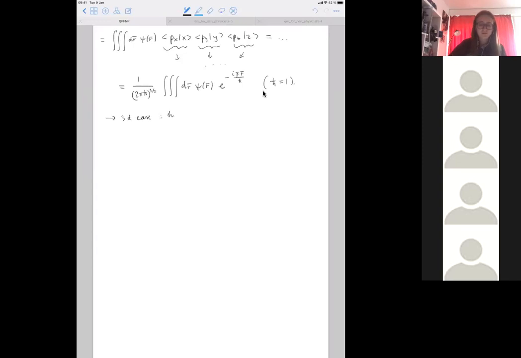So how do Px, Py, Pz act on psi of r? They're actually just the corresponding partial derivatives by x, y, and z with the coefficient minus i h bar.